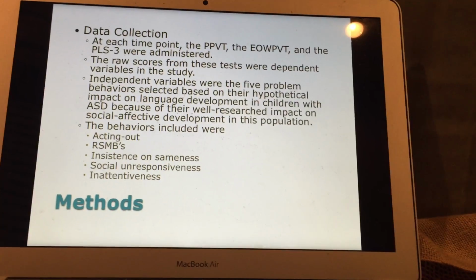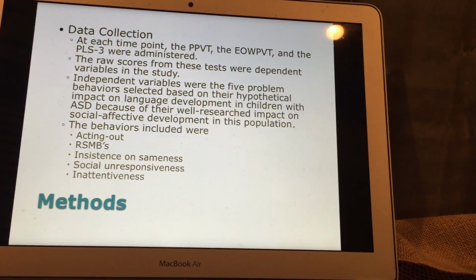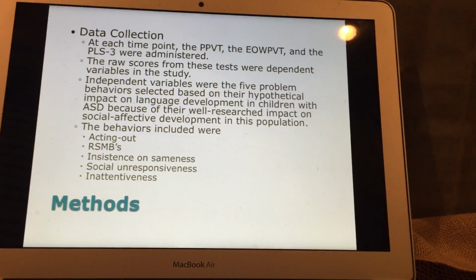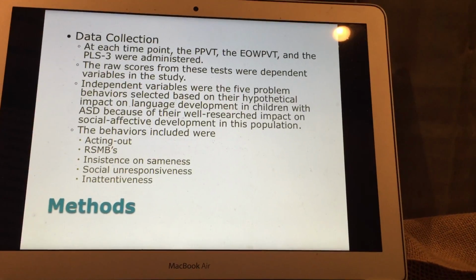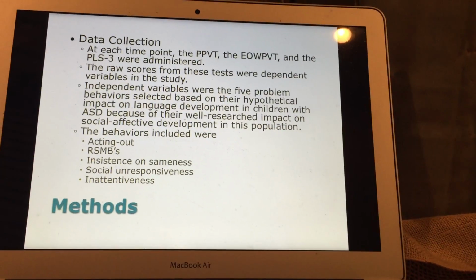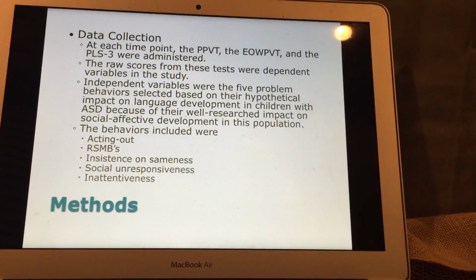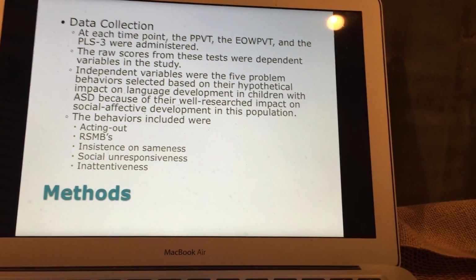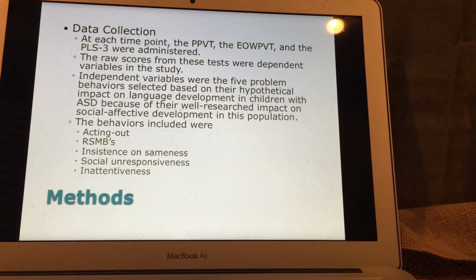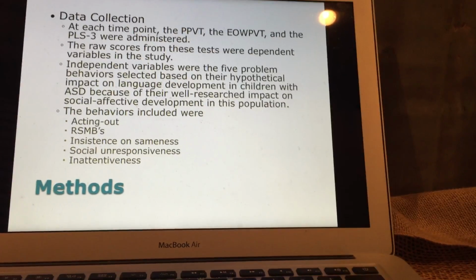Independent variables were behaviors agreed upon by a panel of experts that were then categorized under the 5 problem behaviors for children with autism spectrum disorders, including acting out, repetitive stereotypic motor behaviors, insistence on sameness, social unresponsiveness, and inattentiveness. These specific behaviors were selected based on their hypothetical impact on language development in children with ASD because of their well-researched impact on social affective development in the same population.